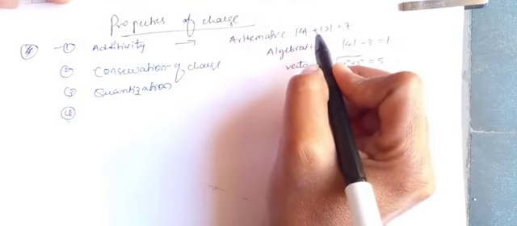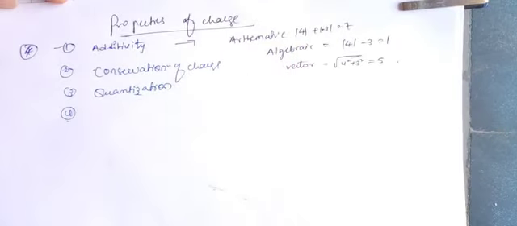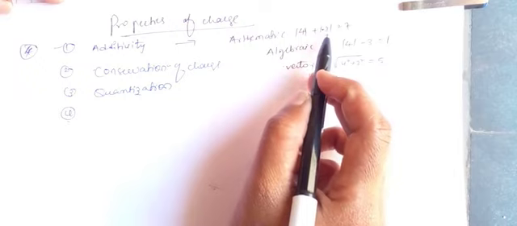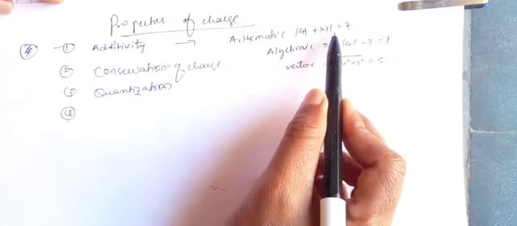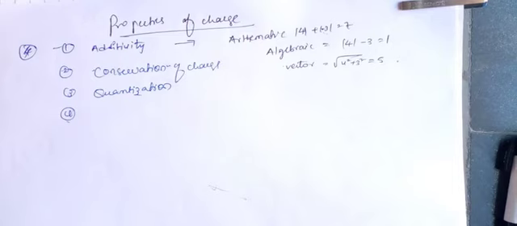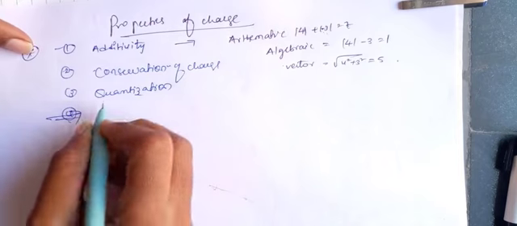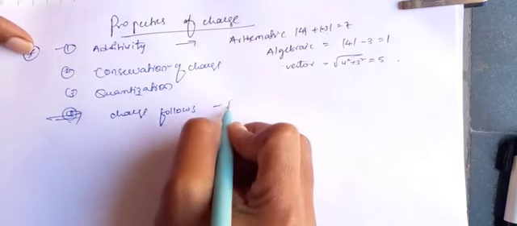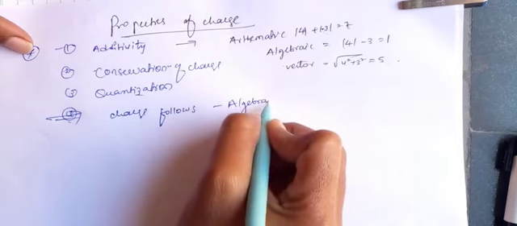That means here, arithmetic addition means 4 and 3 gives 7, and so on. We have so many addition processes in mathematics, but charge follows algebraic addition.